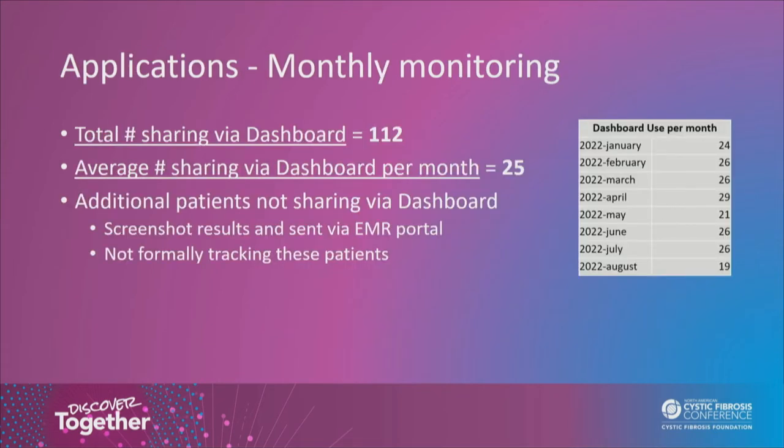So regarding dashboard use and monthly sharing, we currently have a total of 112 patients who are active on the dashboard and who have shared their results with us at some point in time. Also, on average, we have about 25 patients who are sharing their results with us per month. And to the right, you can see that we have been tracking dashboard use monthly, and you can see there's a little variability per month, but we really haven't noticed any specific patterns in terms of the summer or the school year or anything like that.